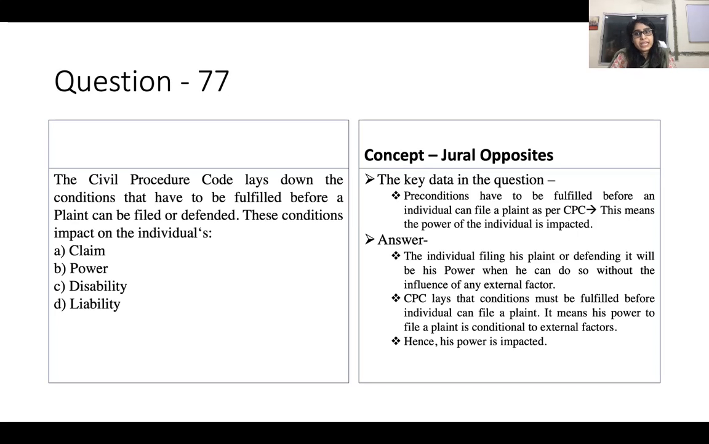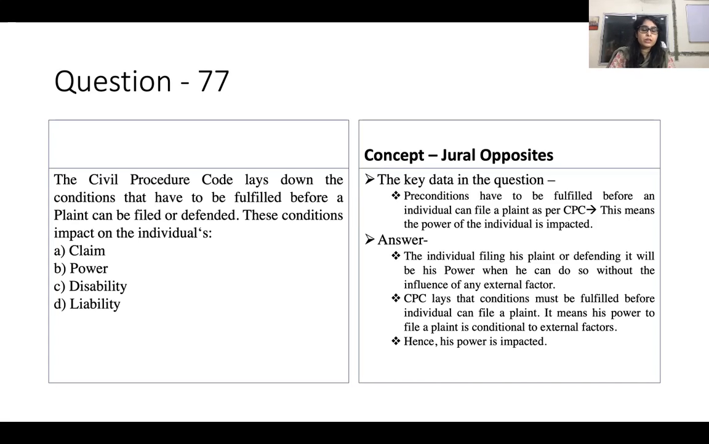The preconditions have to be fulfilled before an individual can file a plaint as per CPC. This means the power of the individual is impacted, right? So the individual filing his plaint or defending it will be his power when he can do so without the influence of any external factor.